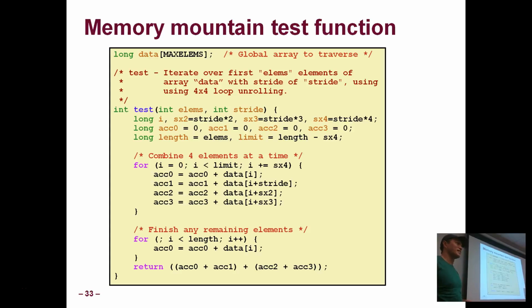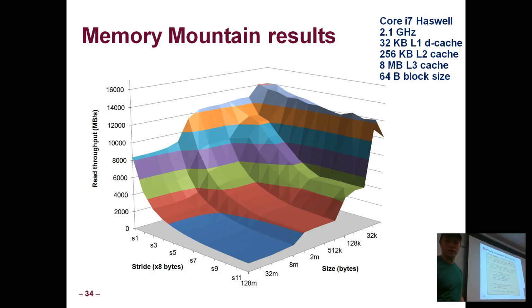I didn't know how you wanted us to do the timing and everything. The memory mountain will spit out megabytes per second, basically. You're not doing any of the timing, but you can look at their code to see how they do the timing. That's fine. So this is their result.